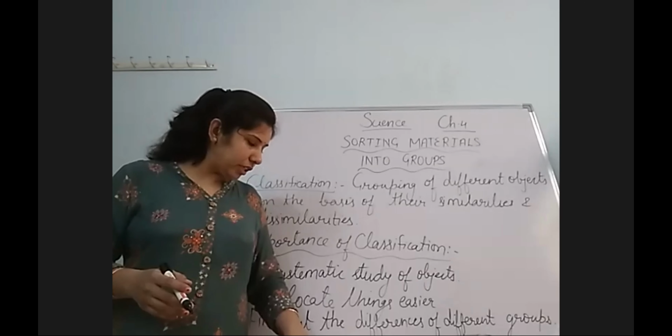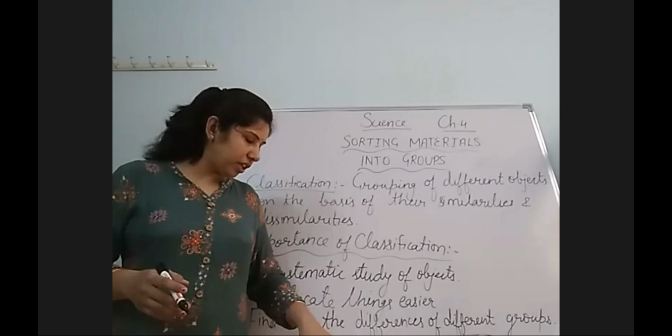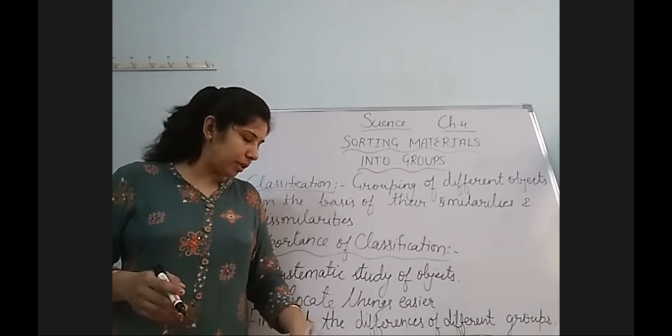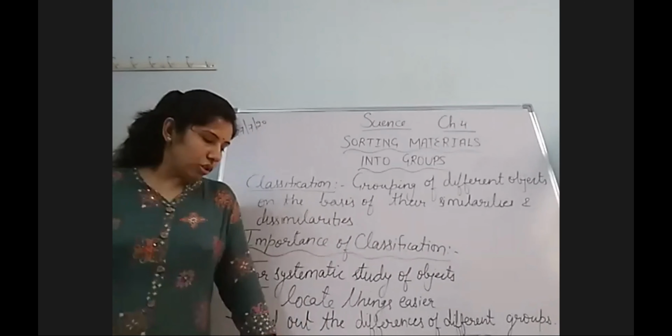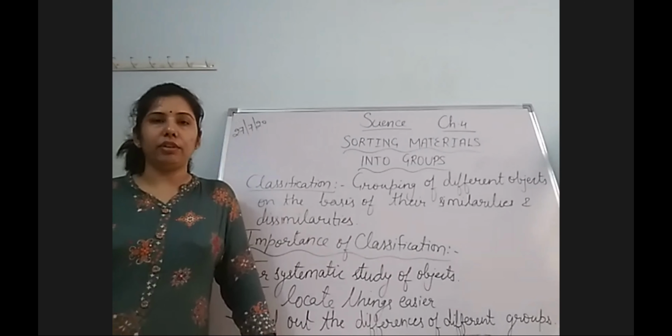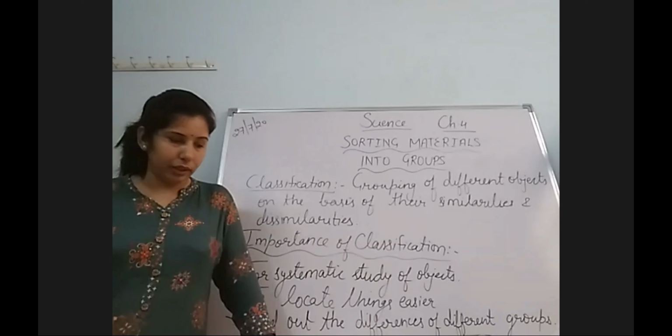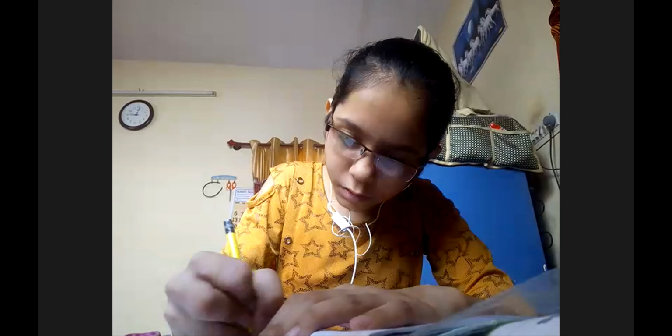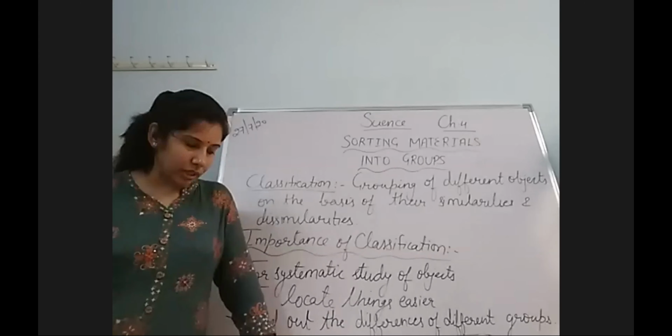First activity is also there to classify the given objects on the basis of different criteria of food, vegetables, cereals, fibers, and spices. Okay. So this first and second activity you have to do by yourself. In the second one, you are having the choices at the bottom.